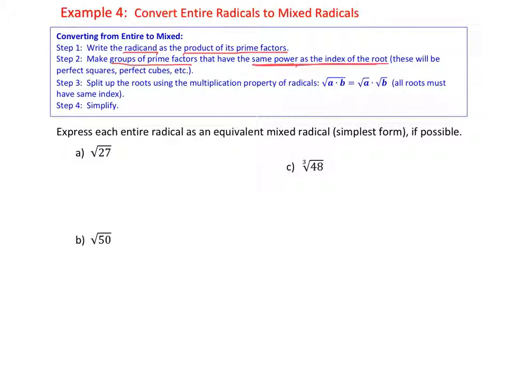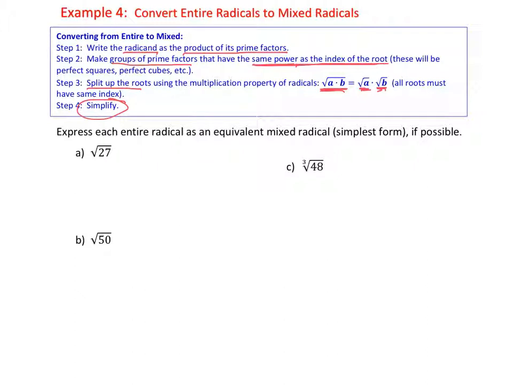Then once we have those perfect squares or cubes or powers of 4, we split up the roots using the multiplication property in the reverse order of what we used before. So now we had multiplication all under one root, and we're going to split it up so we have a root times a root, and they will have the same index. And then we can just simplify all the perfect roots that we brought apart.